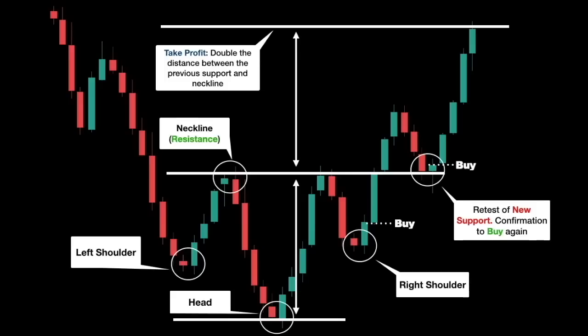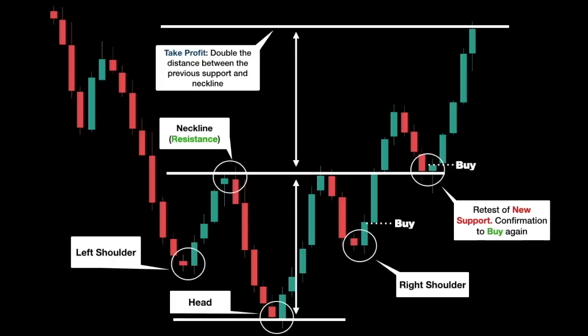Once again, price is rejected from the neckline and retraces to a higher support level, creating the right shoulder. Price then pushes upwards and breaks the neckline. Once the neckline is broken, price retraces, touching the previous resistance level that now has become support. To calculate the target for the trades, we simply need to double the distance between the head and the neckline.